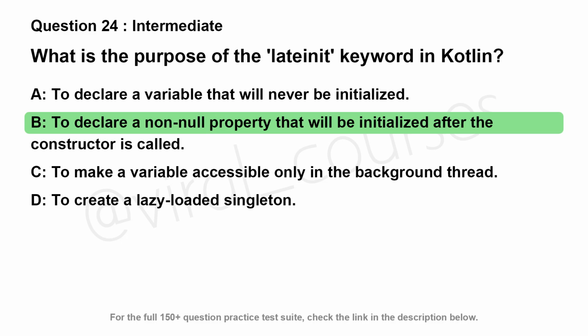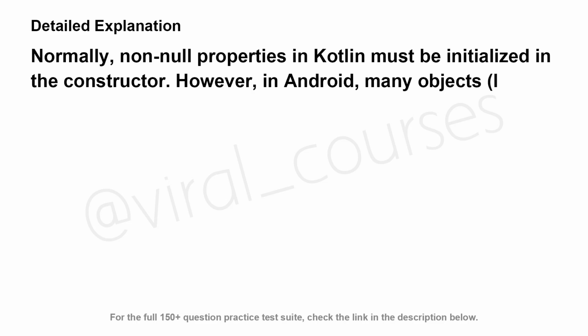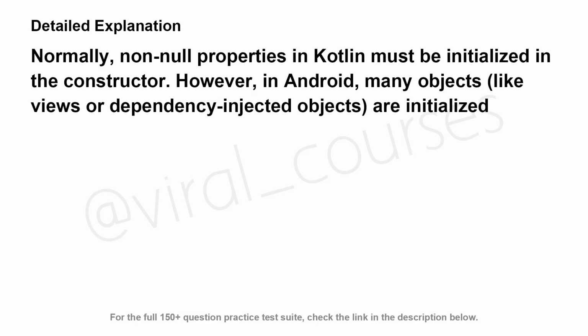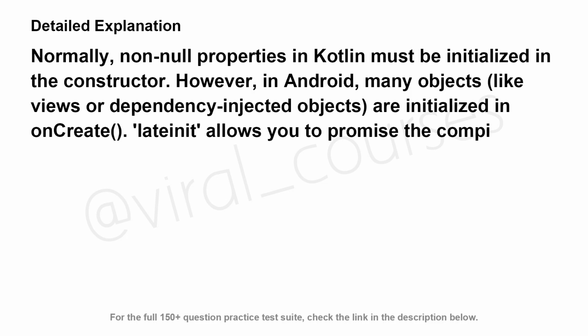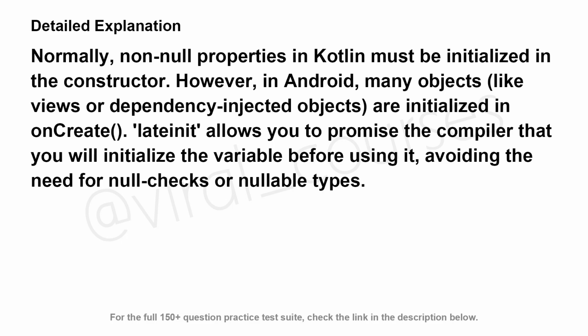The correct answer is B. Normally, non-null properties in Kotlin must be initialized in the constructor. However, in Android, many objects, like views or dependency-injected objects, are initialized in onCreate. lateinit allows you to promise the compiler that you will initialize the variable before using it, avoiding the need for null checks or nullable types.